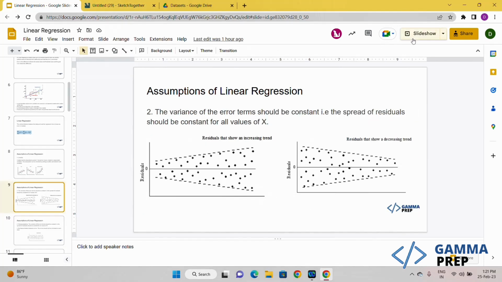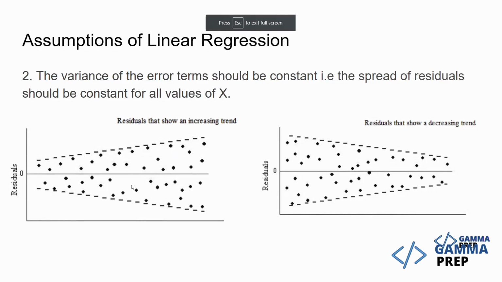Now, if you see these two, here the residuals are showing an increasing trend. That is, they are increasing as our y predicted is increasing. Or here, our residuals are showing a decreasing trend. As our y predicted is increasing, our residuals are decreasing, right? So this increasing trend or decreasing trend, both are not acceptable. That is, they don't follow homoscedasticity. They follow heteroscedasticity.